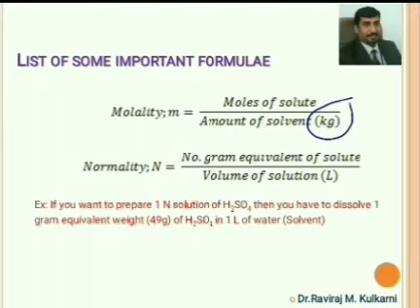I'll give an example. Again, the same example, sulfuric acid, but now I'm preparing 1 normal solution. If you want to prepare 1 normal solution of sulfuric acid, then you have to dissolve 1 gram equivalent of sulfuric acid. What is the equivalent weight of sulfuric acid? It is 49 gram. Molecular weight divided by 2, the number of replaceable or ionizable hydrogen atoms. The basicity is 2, so you divide by 2, that is 49 gram. If you dissolve 49 gram of sulfuric acid in 1 liter of water, it is 1 normal solution.